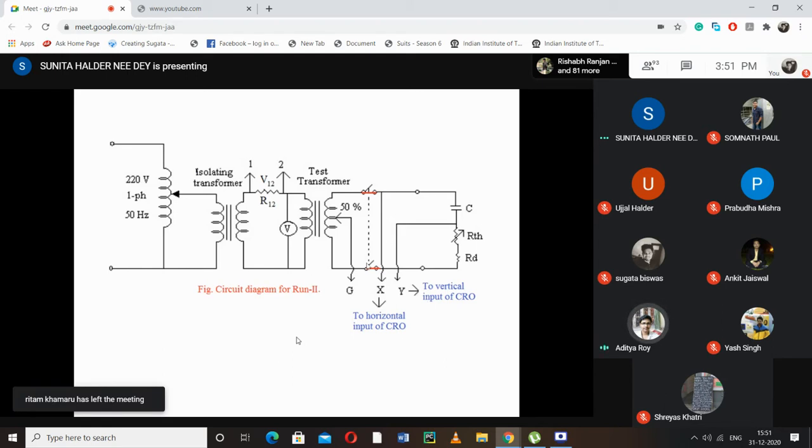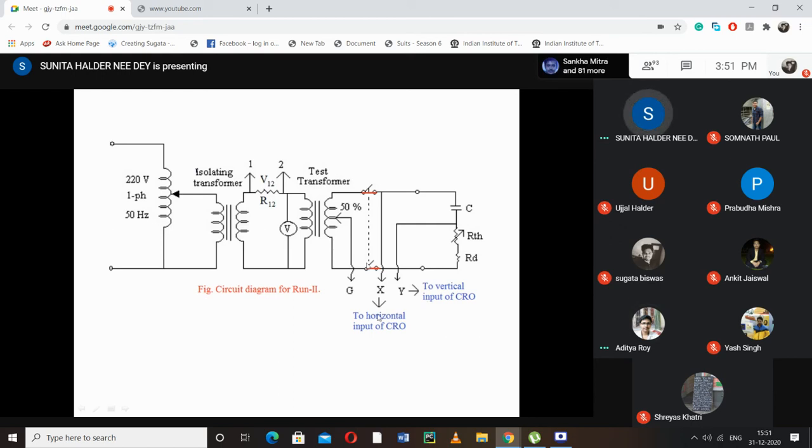Ma'am, can you repeat one more time? Have you understood how this X and Y terminal has come out? If we measure VGX, VGX is nothing but the secondary voltage E by 2, is it not? Yes. And VGY is nothing but this E by 2 plus the voltage drop across C, is it not? Yes. So anyway, we can get two voltages. One is VGX, the voltage between the terminal G and X, and another is VGY, the voltage between the terminal G and Y. Two voltages are there.